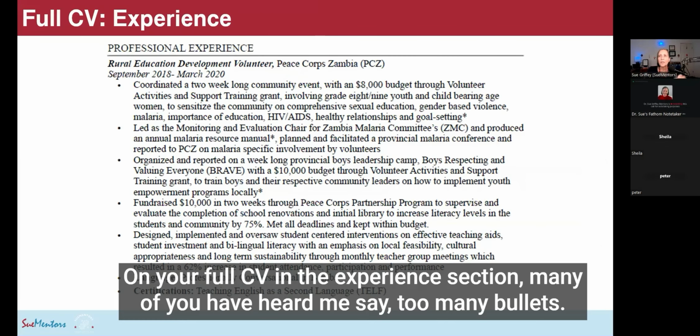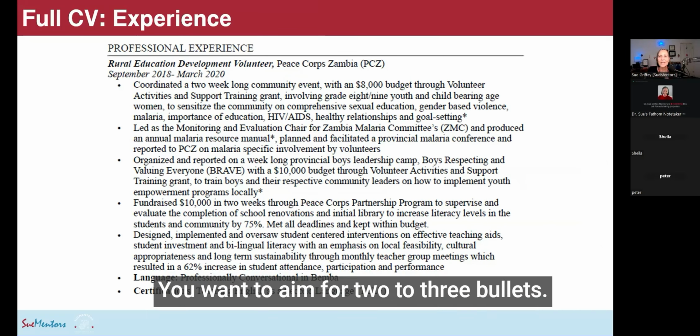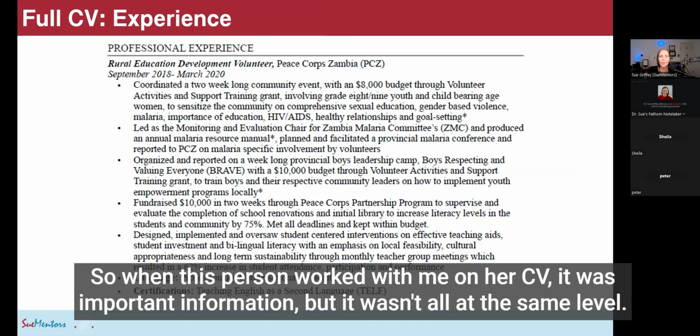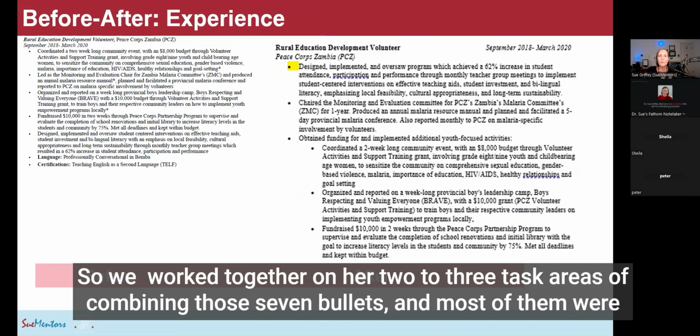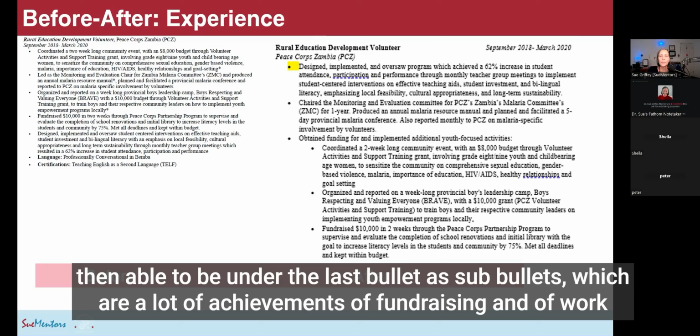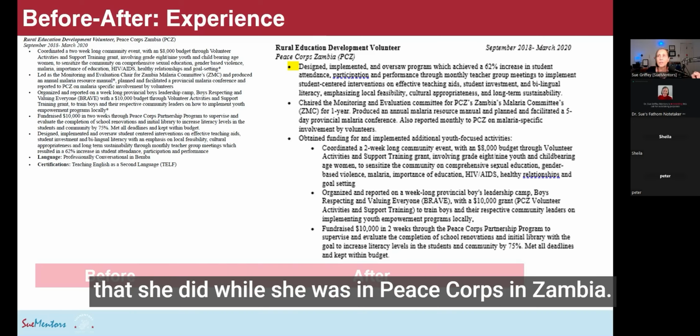On your full CV in the experience section, many of you have heard me say, too many bullets. You want to aim for 2 to 3 bullets. So when this person worked with me on her CV, it was important information, but it wasn't all at the same level. So we worked together on her 2 to 3 task areas of combining those 7 bullets. And most of them were then able to be under the last bullet as sub-bullets, which are a lot of achievements of fundraising and of work that she did while she was in Peace Corps in Zambia.